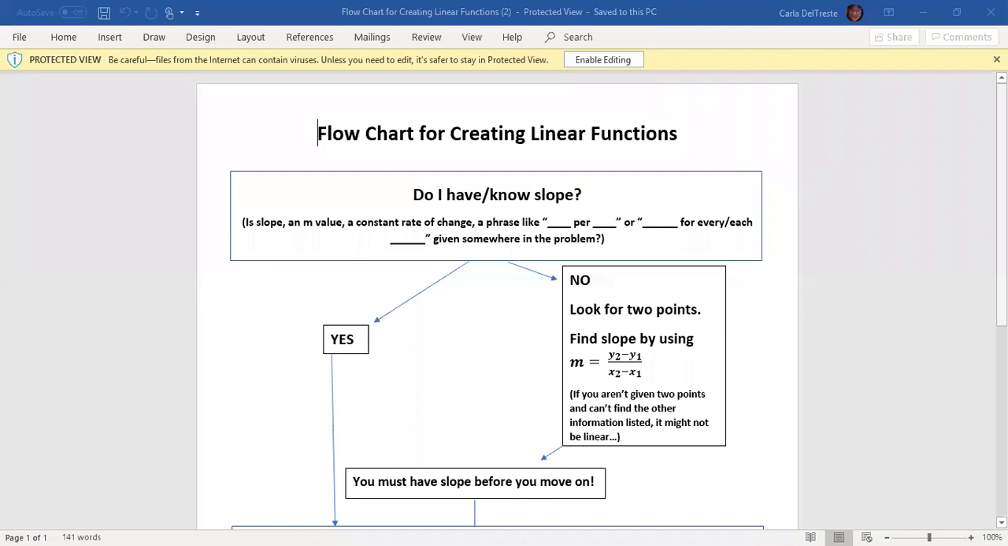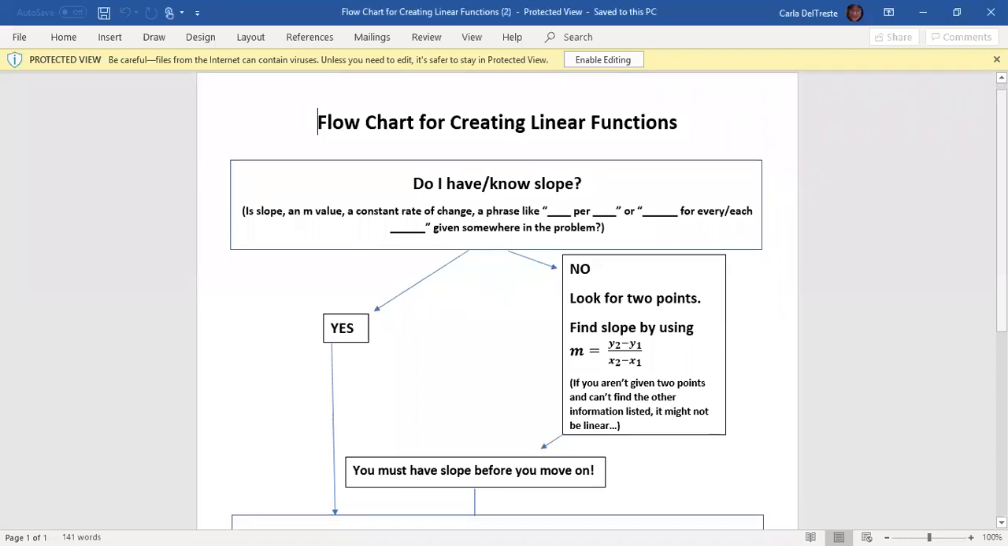There's a flow chart that I posted in Blackboard that I'm going to share with you now. It guides you through the questions you should ask yourself when you're asked to create a linear function. The first question is always, do I have or do I know slope? Do you have a constant rate of change? Is there something that's obviously making this linear? Do you have an m value, something that you obviously know is slope? And remember, it's just that constant rate of change.